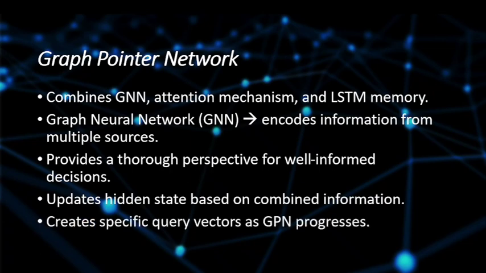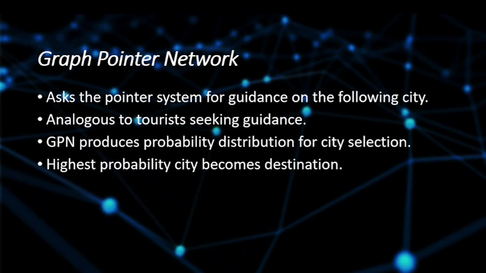As the GPN progresses, more particular query vectors are created. The queries are directed at the pointer system, requesting advice on the next city to visit. It is analogous to a tourist requesting guidance from the natives. The GPN provides a probability distribution indicating how likely each city is to be visited. This is the result of the data processing and the memory usage. The city with the highest likelihood is chosen as the GPN's destination.